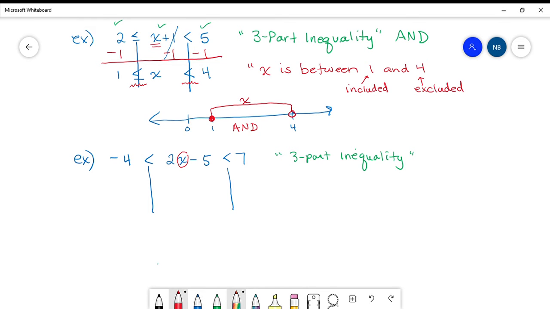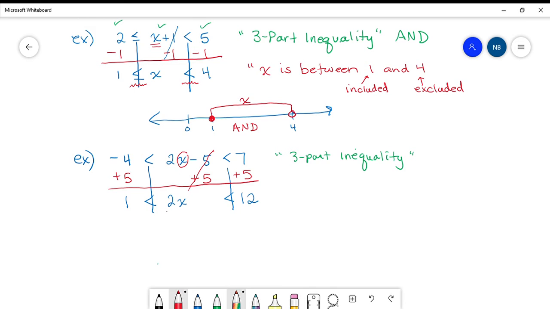We need to get x by itself, so we're going to move the 5 first by adding 5. Why does that work? That works because -5 plus 5 is 0. That leaves 2x by itself. We have to add 5 here on the left. We also have to add 5 here on the right. -4 plus 5 is 1, strictly less than 2x. The 5's gone in the middle, strictly less than 12.